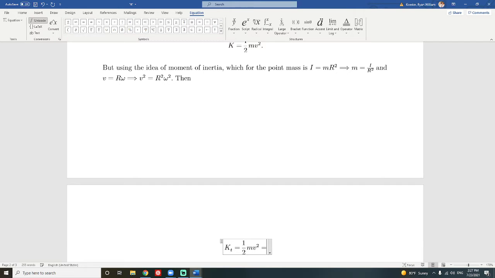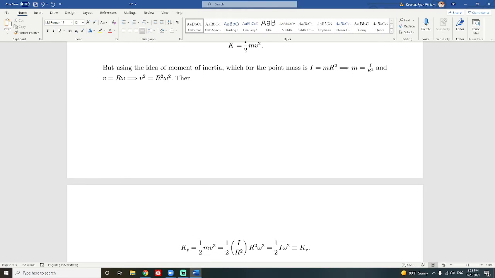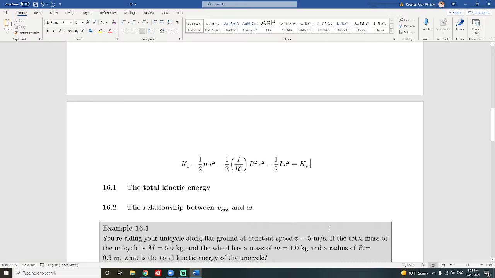But let's make these substitutions, right? Let's substitute in for the mass and the speed. So the mass becomes big I over big R squared, and the speed squared becomes r squared omega squared. And this just works out to be 1/2 big I omega squared. And this is defined to be rotational kinetic energy. Okay, and that's largely what we're going to be talking about in this video.